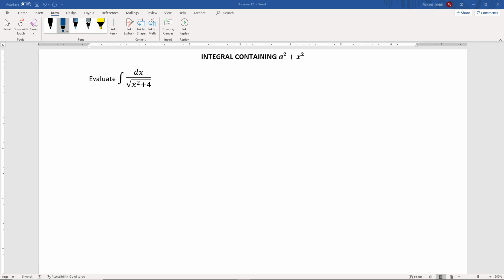In this video, we'll do an example of trigonometric substitution where we'll have an integral containing a squared plus x squared. For this one, we have the integral to evaluate as dx over the square root of x squared plus 4. So in this case, our a is 2 if we do it by trigonometric substitution. So that tells us we're going to let x equal 2 tangent of theta, which then gives us that dx equals 2 secant squared of theta d theta.